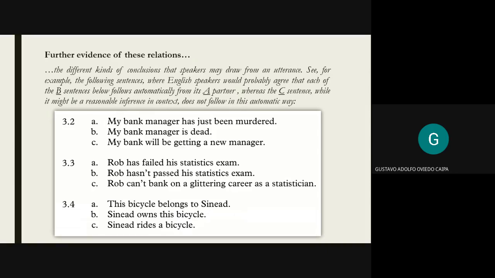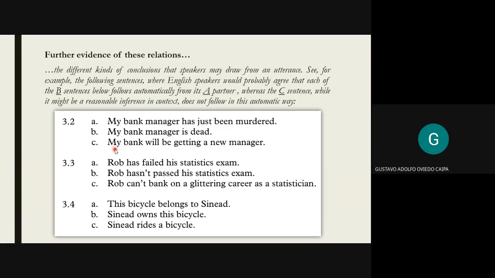All right, so a little bit of further evidence for this relation. The author talks about the different kinds of conclusions that speakers may draw from an utterance. This is the evidence that I'm talking about. So, for example, when you have these groups of sentences, you can see that the meaning of the second sentence follows directly from the meaning of the first sentence. So normally, the meaning of the B sentence follows directly from the meaning of the A sentence. So let's read some of that. It says, "My bank manager has just been murdered." Just from the word murdered, you can know that the bank manager is dead.